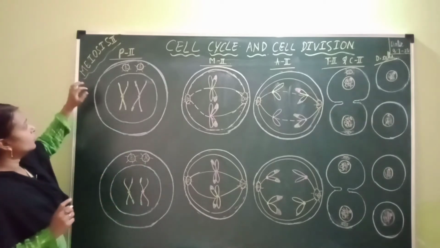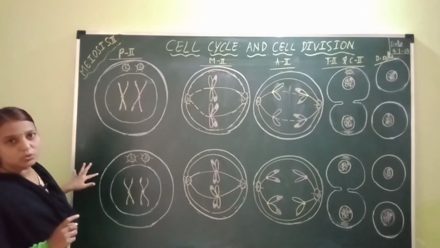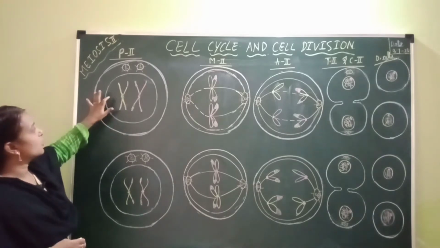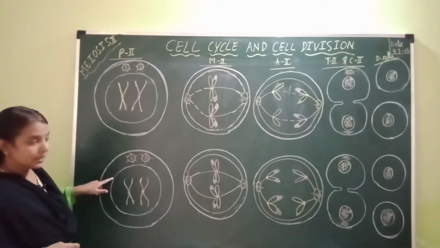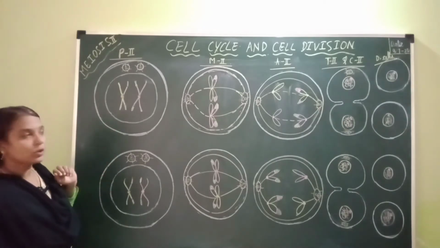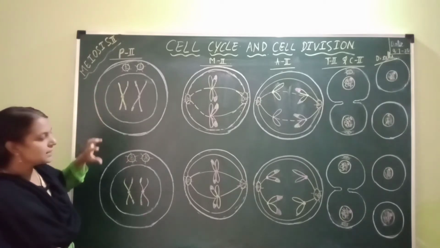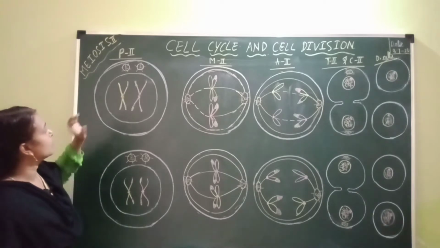Okay, so now the daughter cells of meiosis-I enter into meiosis-II. That is karyokinesis-II. That means they enter into the first phase of karyokinesis-II, that is Prophase-II. So these are the two daughter cells of meiosis-I which become the parent cells of meiosis-II. So now let's see what are the changes that occur inside these two cells during meiosis-II, that is during Prophase-II.